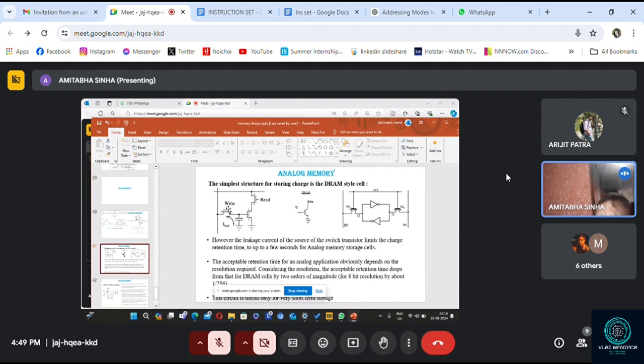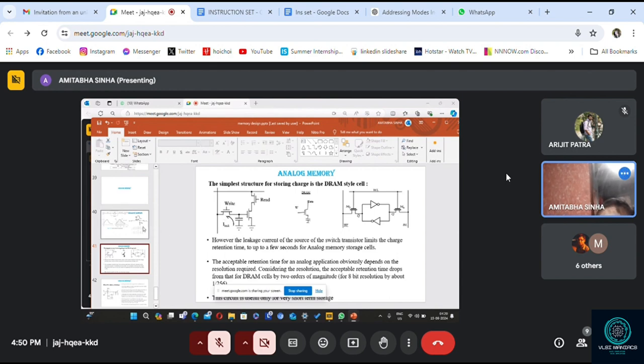If we use an NMOS transistor, we will call it a write non-complemented signal. And if it is a PMOS, then it will be complemented. Let's assume that is a write. If write is 1, this transistor will be on. Agreed? Then whatever data is given on the vertical line will come to the capacitor and the charge will be stored.